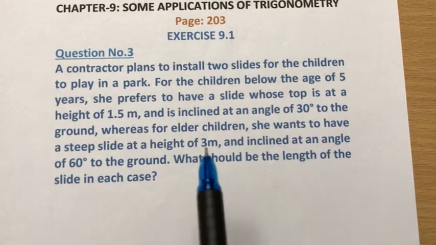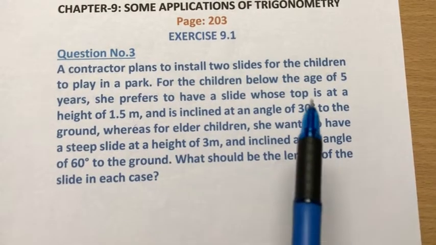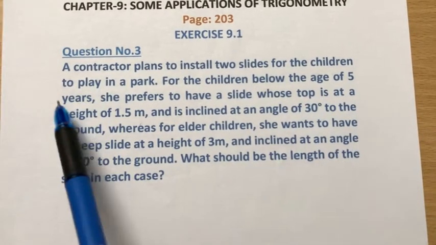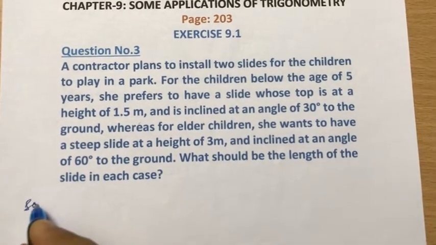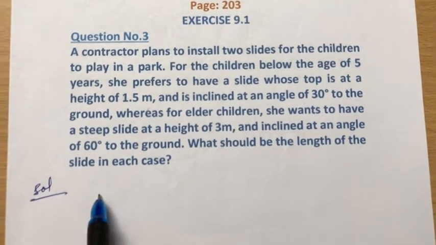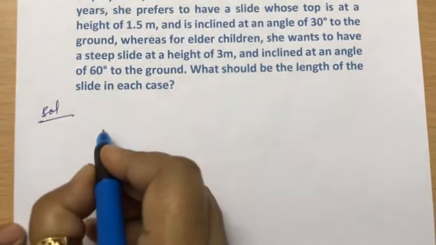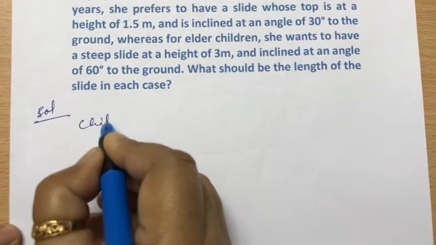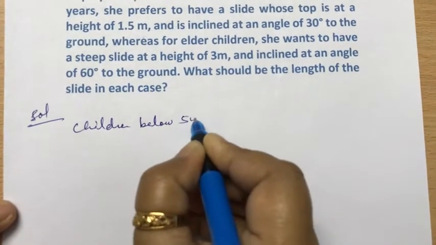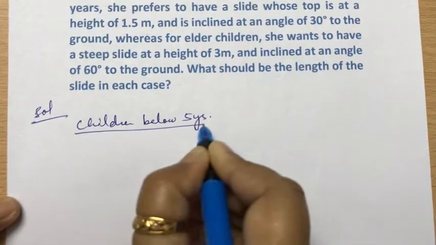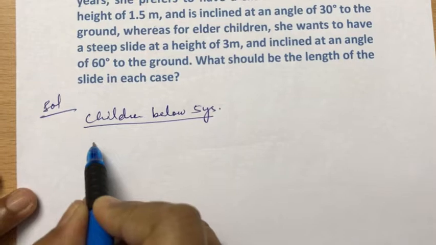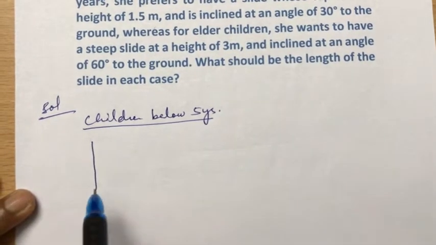So this question is divided into 2 parts. So let me complete the first part. Okay. For the children below the age of 5 years, so I am starting it here. I will divide this page into 2 parts. Okay. So this is for children below 5 years. So she has made a slide. I am doing it like this.